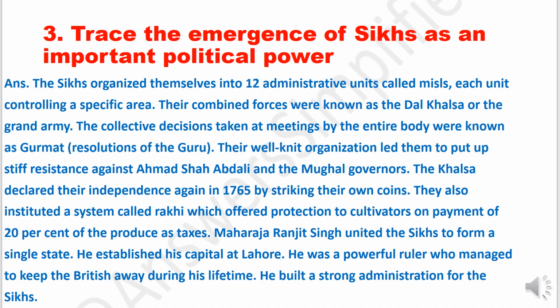Their well-knit organization led them to put up stiff resistance against Ahmad Shah Abdali and the Mughal governors. The Khalsa declared their independence again in 1765 by striking their own coins. They also instituted a system called Rakhi, which offered protection to cultivators on payment of 20% of the produce as taxes. Maharaja Ranjit Singh united the Sikhs to form a single state.